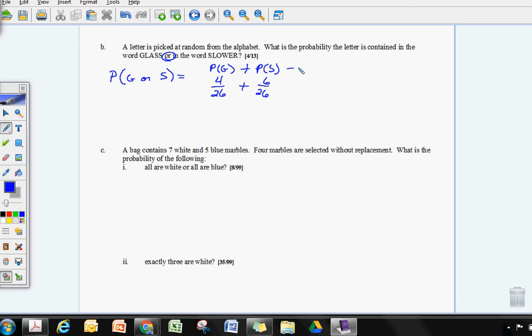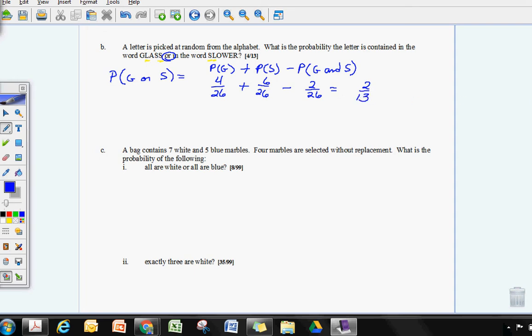And I need to subtract off anything that the word glass and slower would have in common. They have in common S, got an S, an L, got an L, and I think that's it. So that means I'm going to be subtracting off 2 out of 26 letters because it's not fair to count all of them. So when you work that out, that should simplify down to 2 over 13.